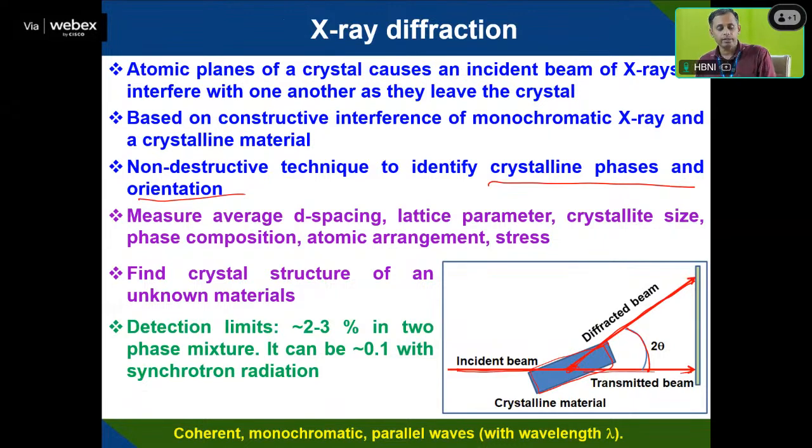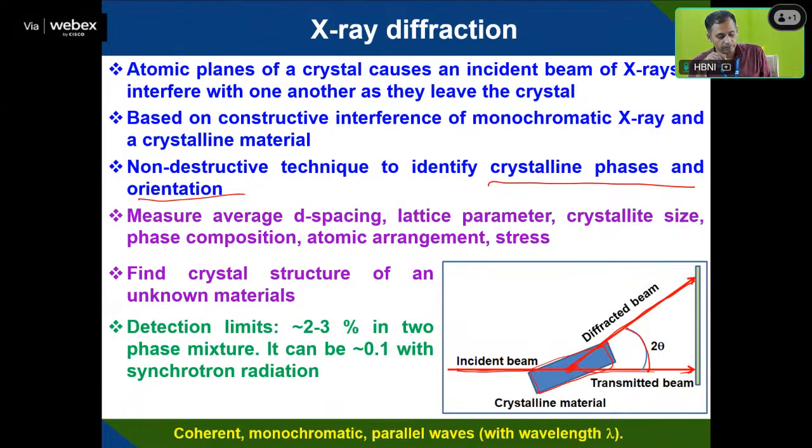It also gives the crystal structure of an unknown material. If you have an unknown material, you can identify what that material is, which phase it is, by X-ray diffraction analysis. The main limit is that the X-ray detection limit is 2 to 3%. In a two-phase mixture, it is detectable up to 2 to 3%. Doping can be identified, but below this it's difficult to distinguish with the X-ray diffraction technique.